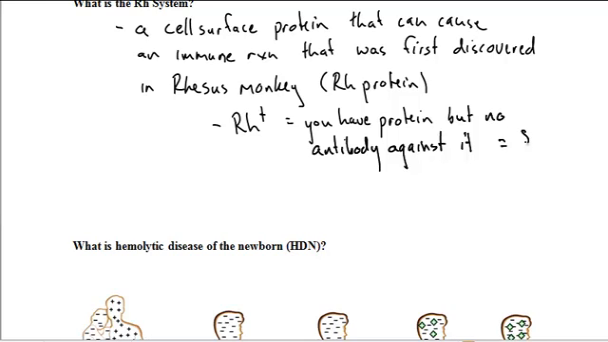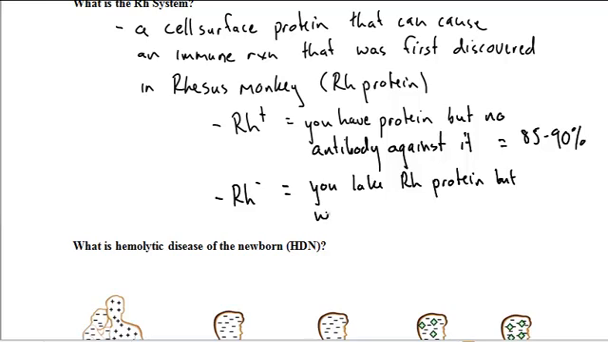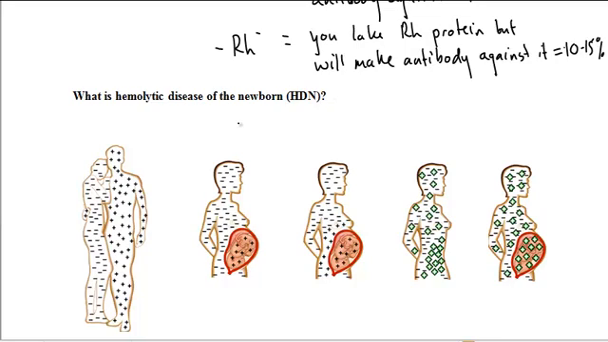This represents approximately 85 to 90% of North Americans. If you are Rh negative, it means you lack the Rh protein, but will make the antibody against it. This is a relatively small percentage of the North American population, 10 to 15%. But it's quite relevant if you are a female and you are Rh negative, because if you have a child with a man who is Rh positive, you have a chance of having children that are born with hemolytic disease of the newborn, HDN.